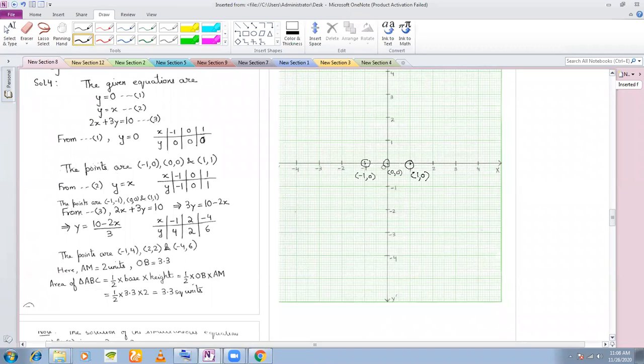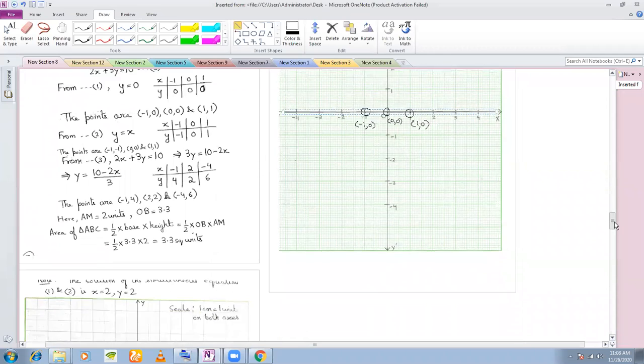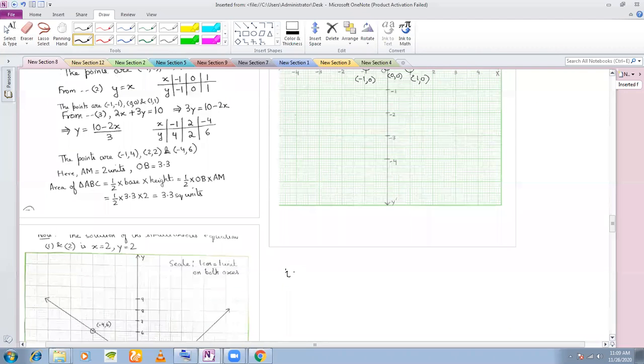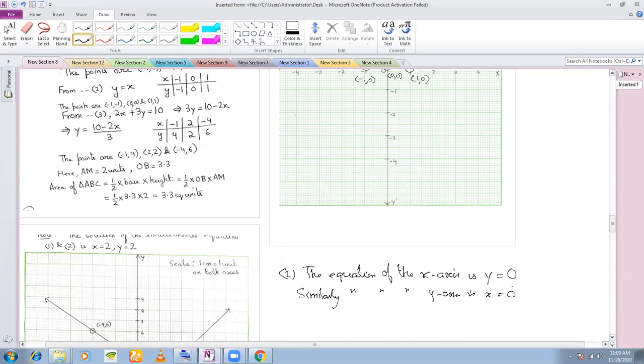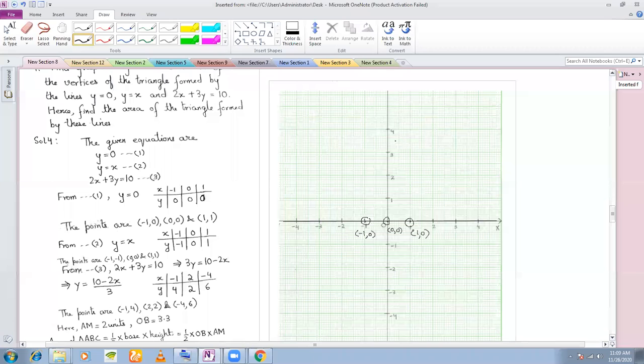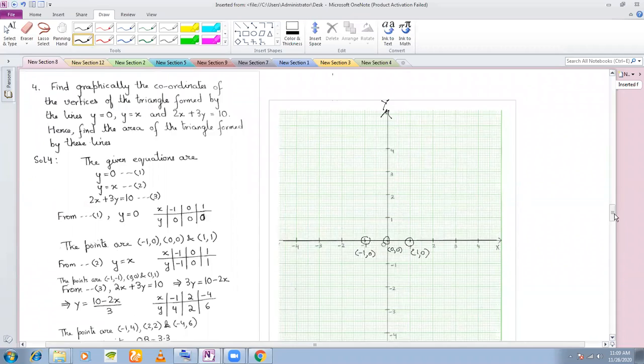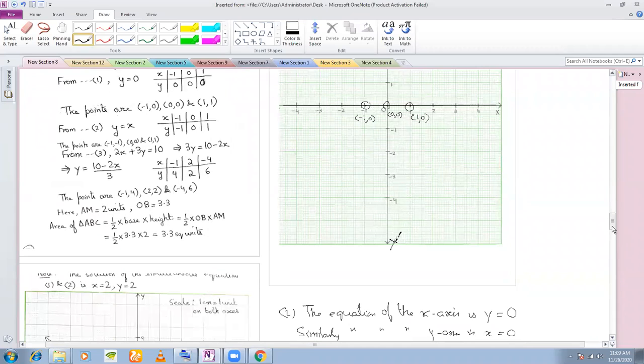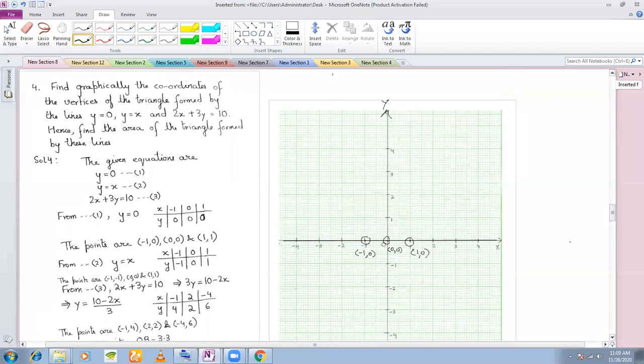So therefore, what do you see? You see that y is equal to 0. If you join these points, this comes out to be the x-axis only, right? The point to be noted is that the equation of the x-axis is y is equal to 0. Similarly, the equation of the y-axis is x is equal to 0. If you are plotting x is equal to 0, then this will be your y-axis. Okay, so we have plotted the first line.